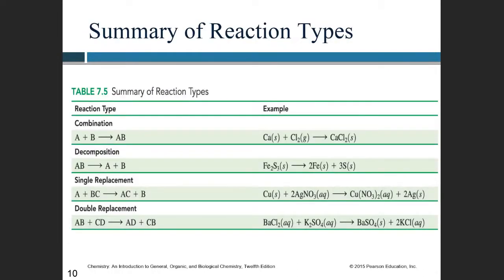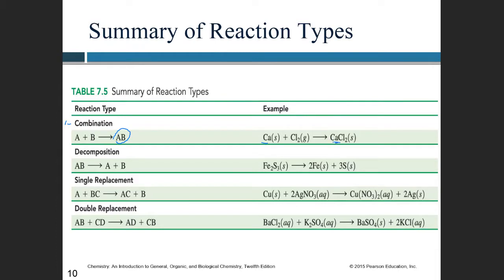This table is a summary for the reaction types, the four types. The first one is the combination or synthesis reaction. In this type, we have element A combined with B to give one product, AB. Example, the calcium, which is solid, reacts with the chlorine gas to give calcium chloride.